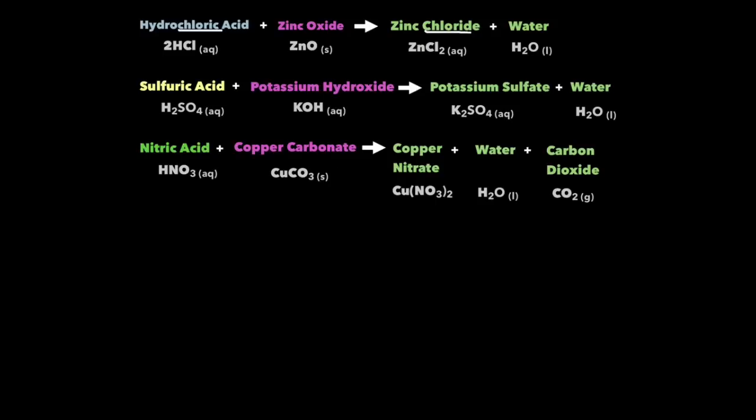So now let's look at the final example. We have nitric acid and we're reacting it with copper carbonate. And once again, we're getting the metal salt. This time it's copper nitrate, water, but because it's a carbonate, we also get carbon dioxide. Once again, listen to the sound of the acid. So we have nitric acid and we're reacting with copper carbonate. So the salt will be copper nitrate.